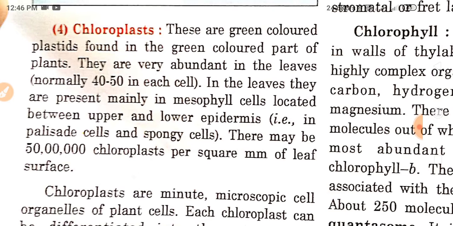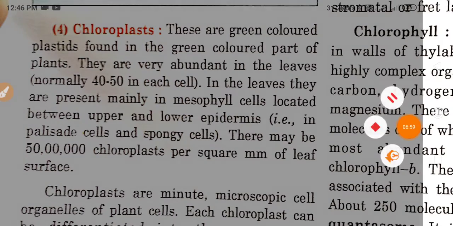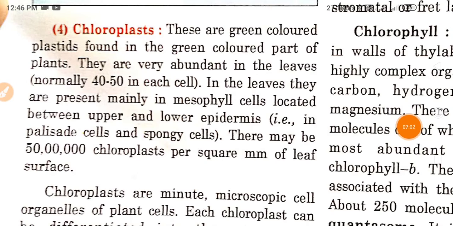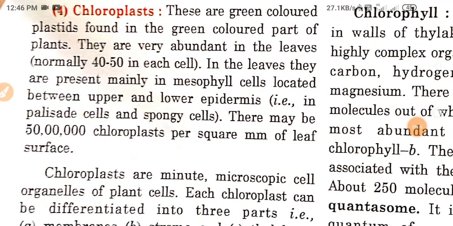Next raw material is the chloroplast, for the process of photosynthesis. These are green colored plastids found in the green colored parts of the plant. They are very abundant in the leaves of plants, normally 40 to 50 in each cell. In the leaves, they are present mainly in mesophyll cells located between the upper and lower epidermis, that is, palisade cells and spongy cells. There may be 50 lakh chloroplasts per square millimeter of leaf surface.